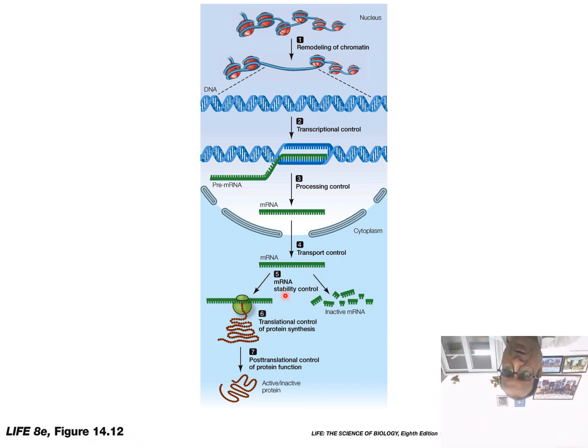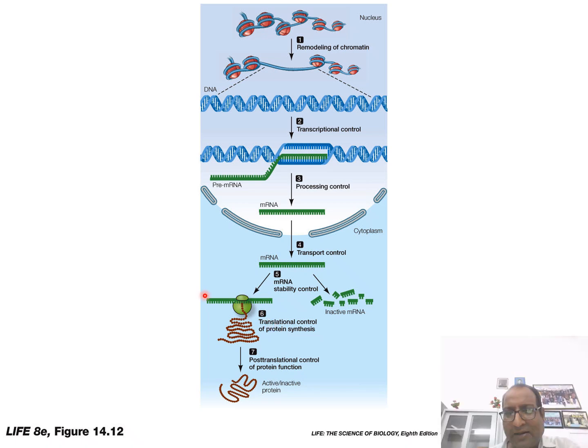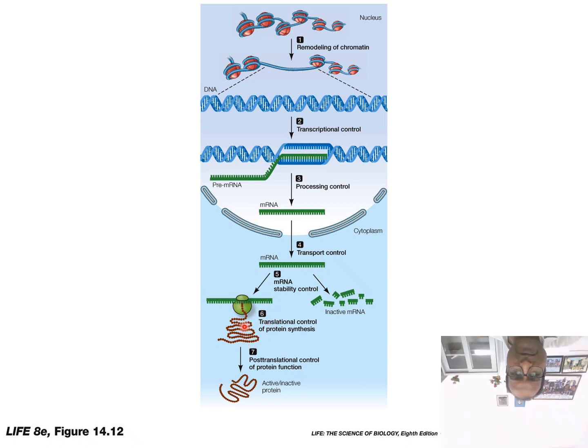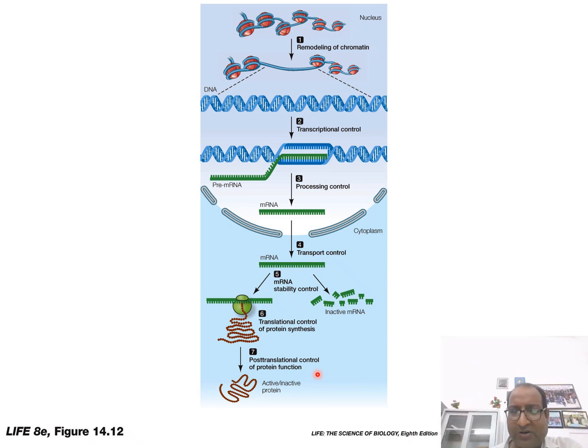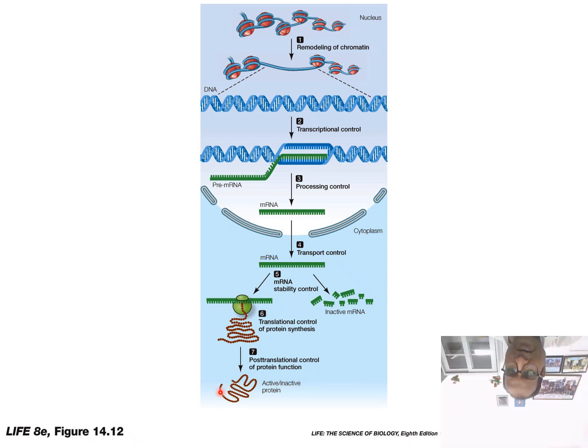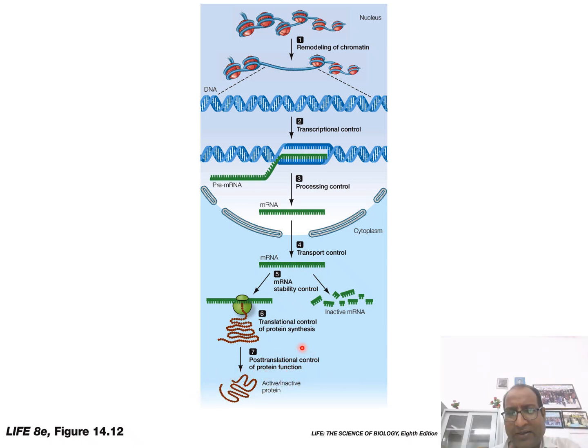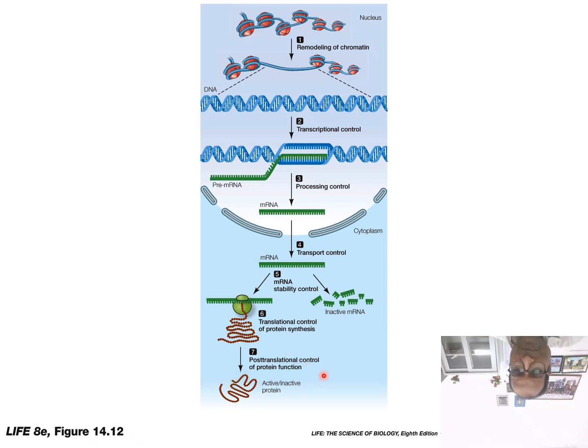Once stability control is maintained, then the mRNA proceeds for translation, and another step of check control happens at the level of translation. And once translation has happened, the primary protein has been synthesized. There is another step of regulation that is known as post-translational control of protein function. In this case, the folding of the protein is measured, and if the correct folding is not achieved by the protein, it will be an inactive protein.